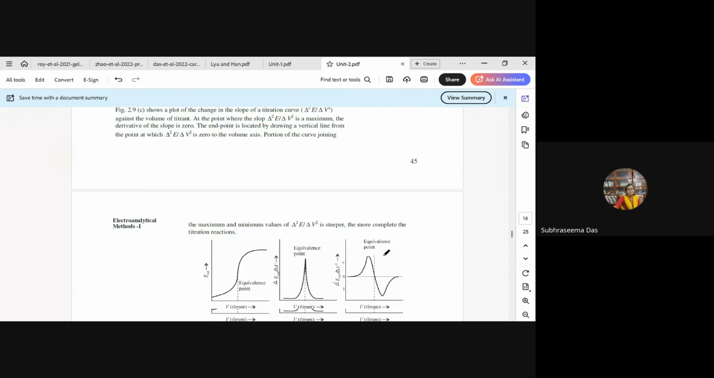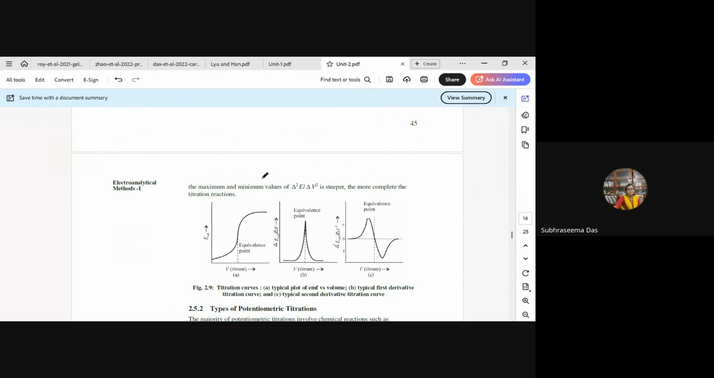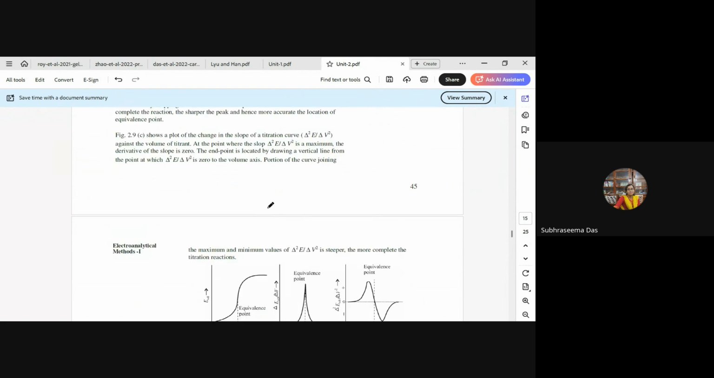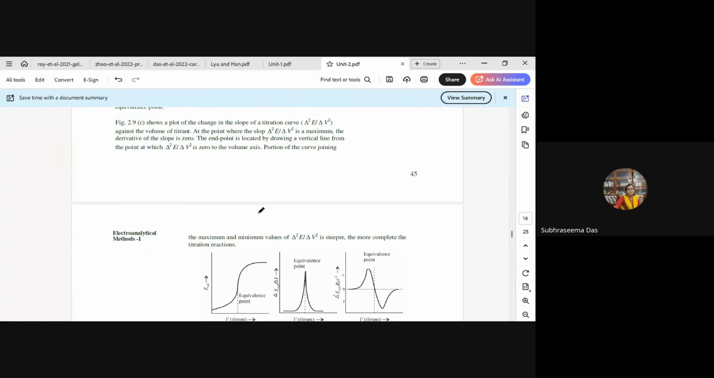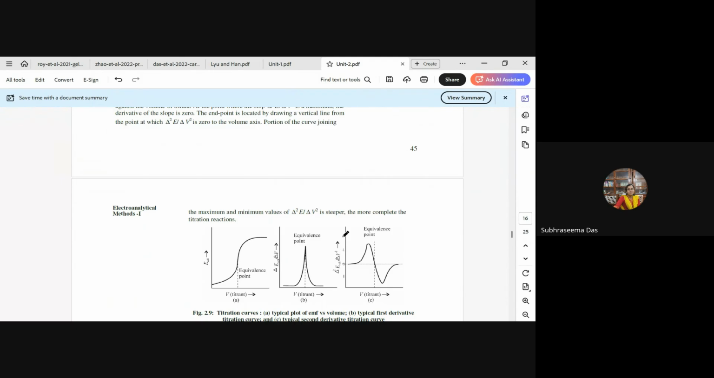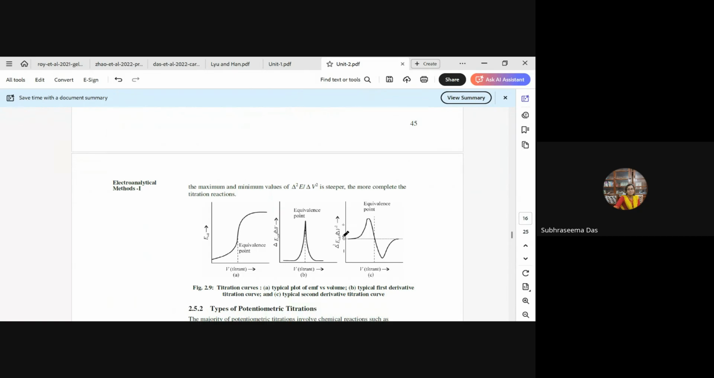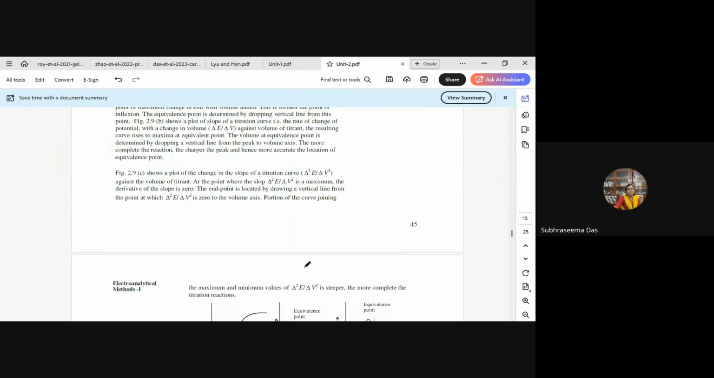So here in figure 2.9b, you can see how we can calculate the equivalence point from different types of potentiometric titration curve. In figure 2.9a, you see a very normal, typical EMF versus volume plot, but it is very difficult to calculate the equivalence point from it. So what we do is plot a graph of delta E by delta V, the first derivative titration curve, shown in figure B, and at the highest point we drop a perpendicular to the x-axis, and we can find the equivalence point.